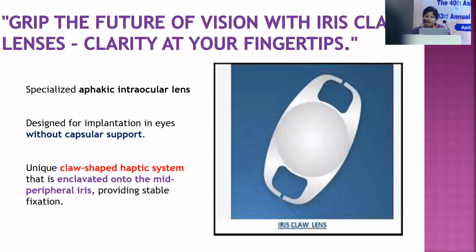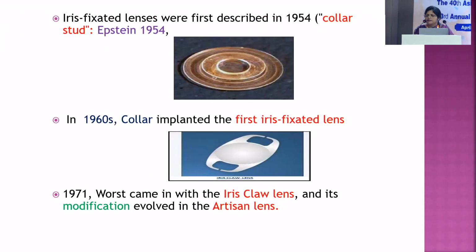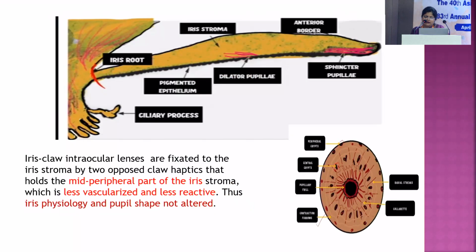These are aphakic intraocular lenses designed for implantation in the eye without capsular support. The claw-shaped haptic system is unique to these iris claw lenses, which is enclavated onto the mid-peripheral iris, providing stable fixation. The first iris claw lens was described by Epstein in 1954, and the first iris fixated lens was implanted by Kohler in 1960. The lenses we are presently using are a modification of the iris claw lens implanted by Wurst in 1971, known as the Artisan lenses.